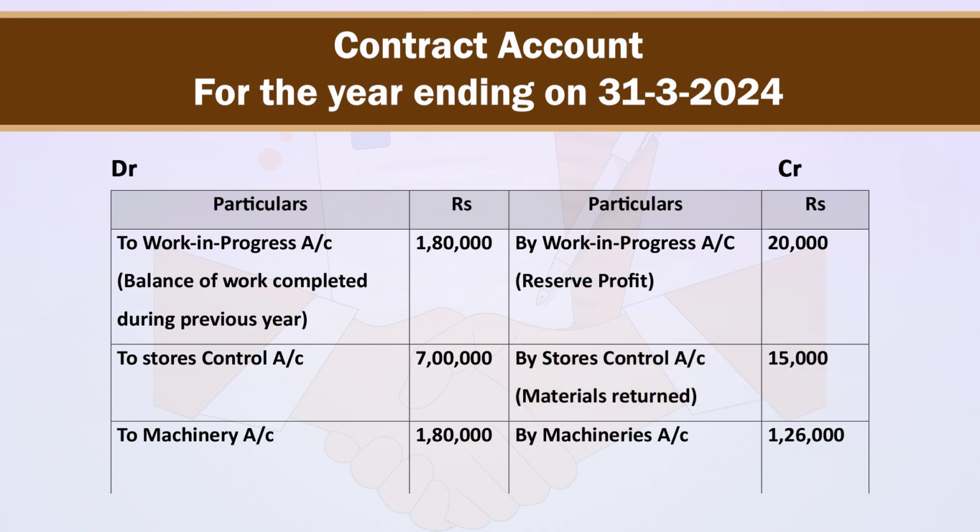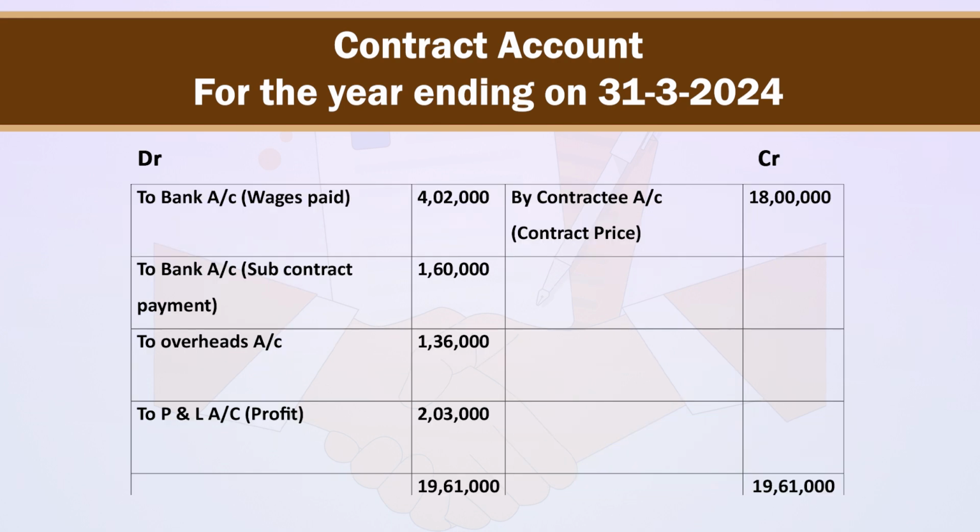Third entry on debit side is to machinery account rupees 1,80,000 and on credit side by machineries account rupees 1,26,000. On debit side, next entry is to bank account for wages paid rupees 4,02,000 and on credit side by contractee account for contract price of rupees 18 lakhs. On debit side, next entry is to bank account for subcontract payment of rupees 1,60,000.